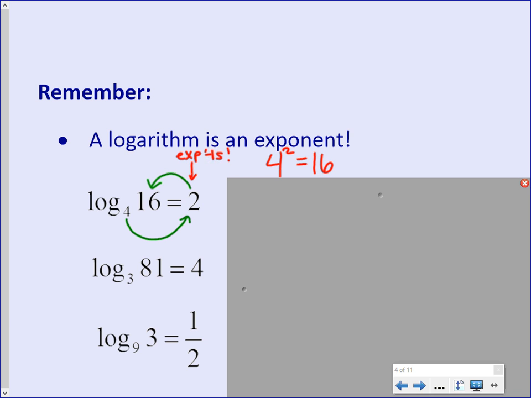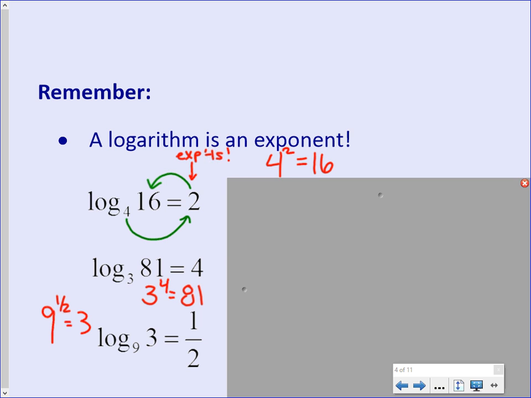So what would this one say? 3 to the 4th equals 81. And then the last one would say 9 to the 1/2 equals 3. Do all of these statements make sense? 4 squared is equal to 16. 3 to the 4th equals 81. 9 to the 1/2 equals 3. What does that mean? The square root of 9, right? So anytime you have a fraction exponent, the root is in your denominator. So it's saying the square root of 9 is equal to 3, and we agree with that.